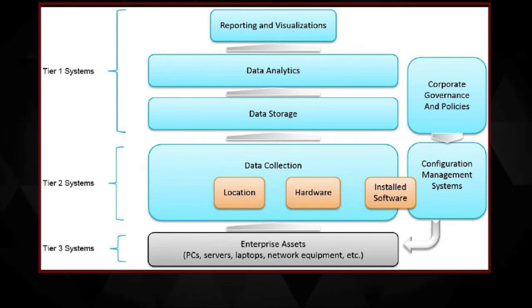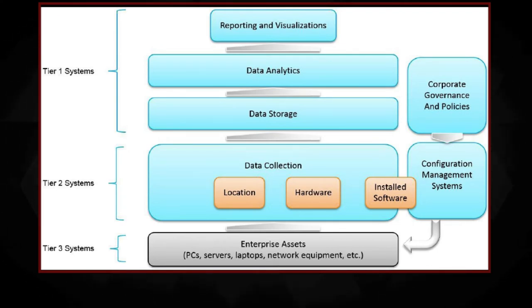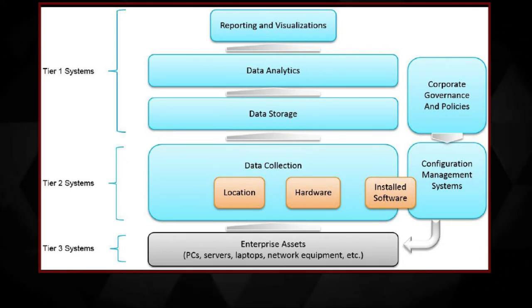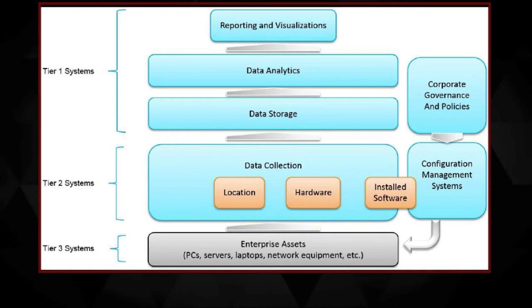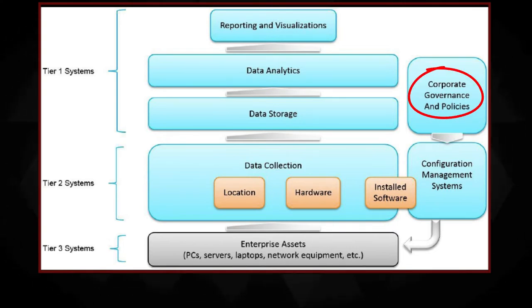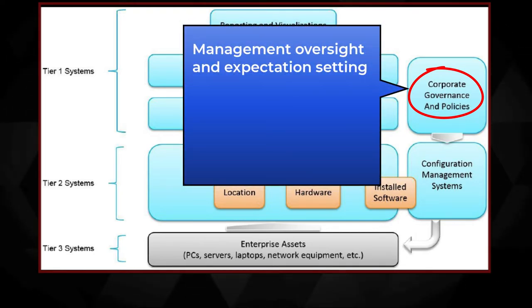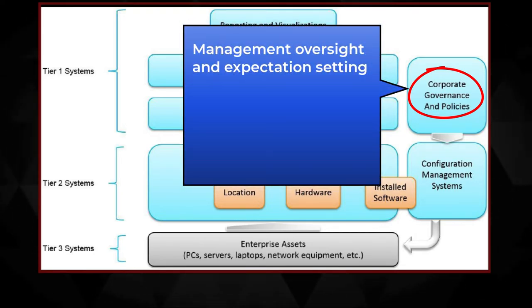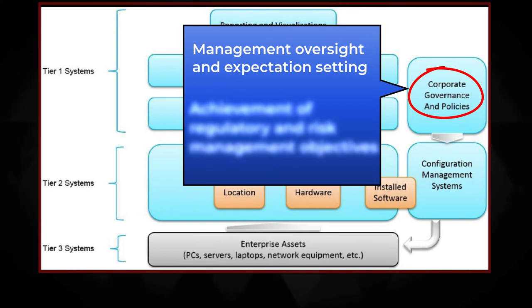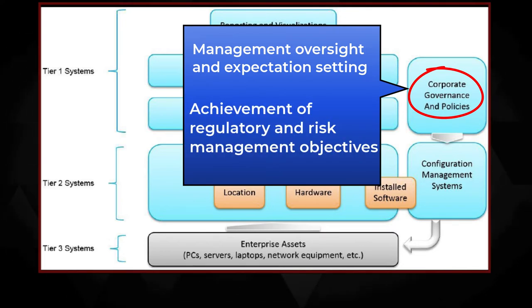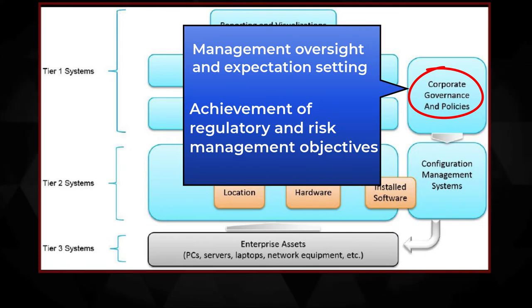This is the NIST SP 1800-5 ITAM model, consisting of multiple tiers and input processes. Let's quickly step through them. As with all security efforts, ITAM is controlled by governance. Governance provided by management oversight and expectation setting. Governance includes development of policies that define management's expectations for achieving regulatory and risk management objectives.